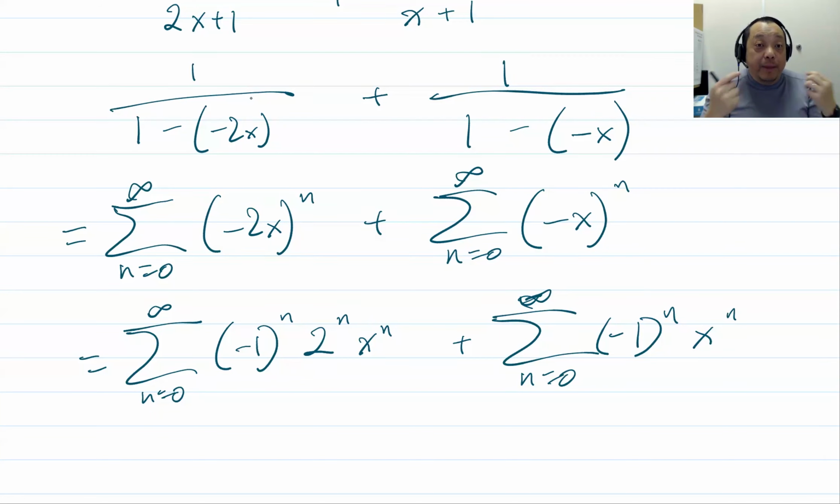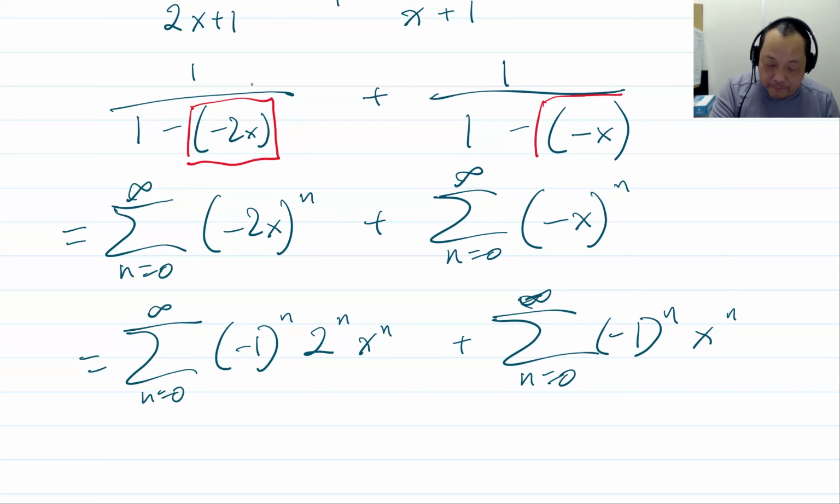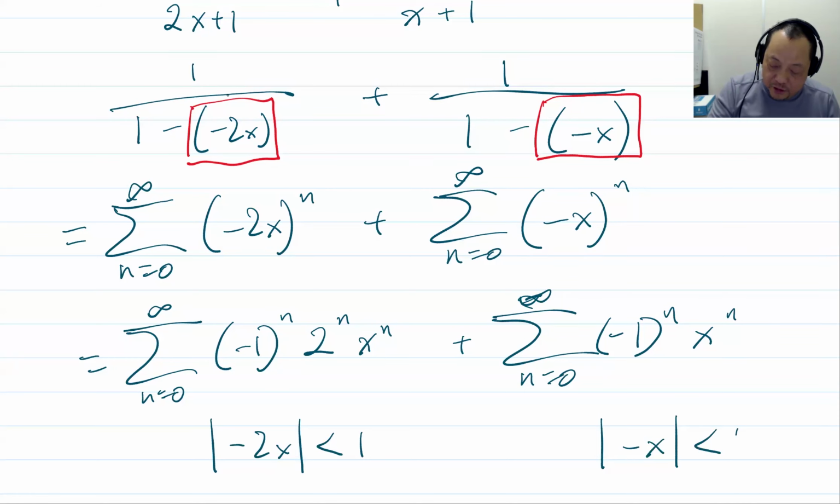Awesome. Can I make this into 1 power series? Yes, I can make this into 1 power series given certain conditions. What are those conditions? Those conditions have to do with the interval of convergence. So I have to check the interval of convergence of these 2 series. The interval of convergence of the geometric series is that the absolute value of this thing here has to be less than 1. Same over here. So for the first series, this has to be less than 1. And for the second series, this has to be less than 1.